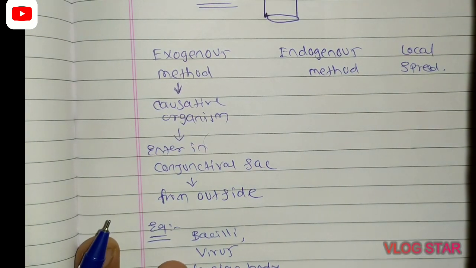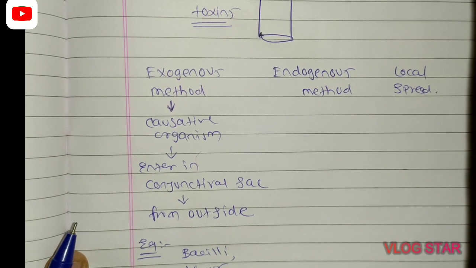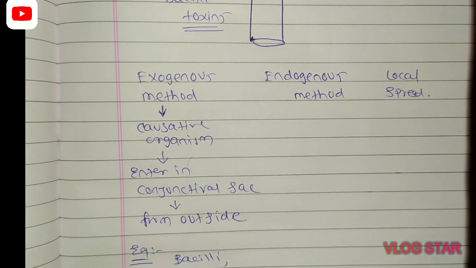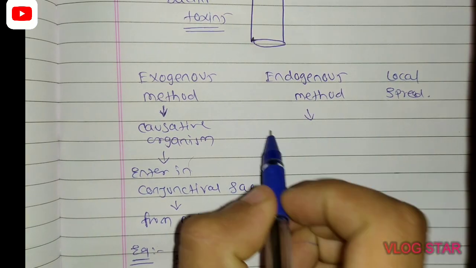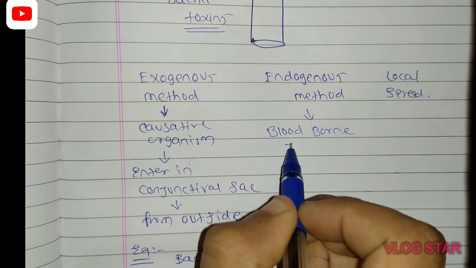Then let us come to the next method, that is the endogenous method. In this endogenous method there will be a blood-borne infection.